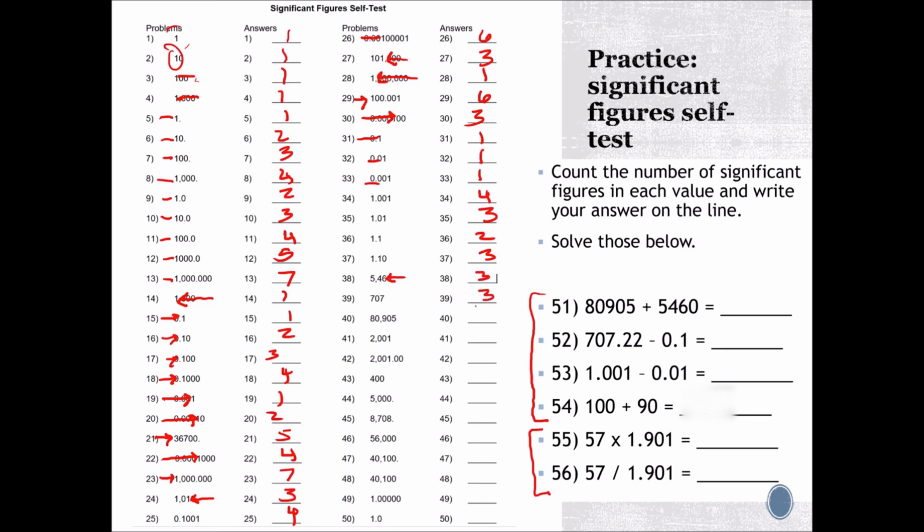39, 3, 40, 5, 41, 4, 42, 6, 43, 1, 44, 4, 45, 4, 46, 2, 47, 5, 48, 3, 49, 6, 50, 2.